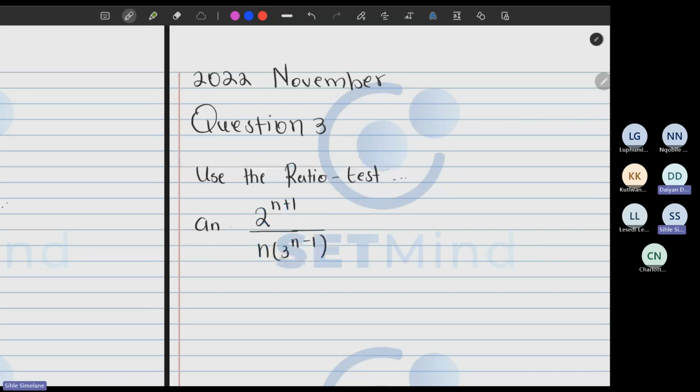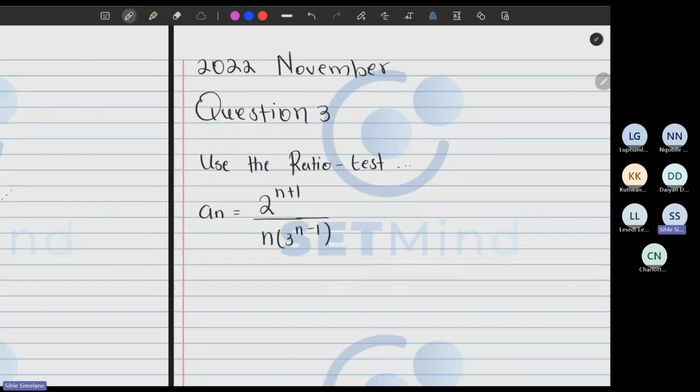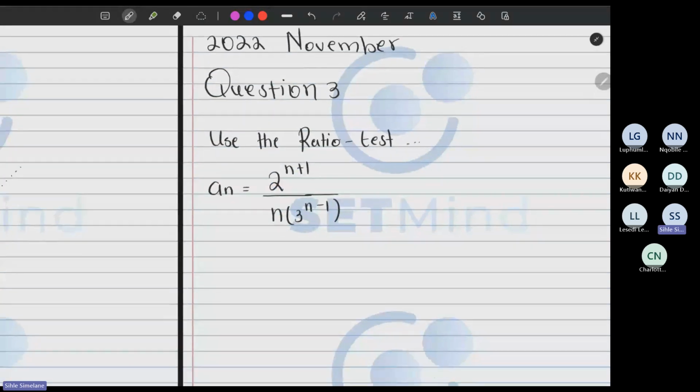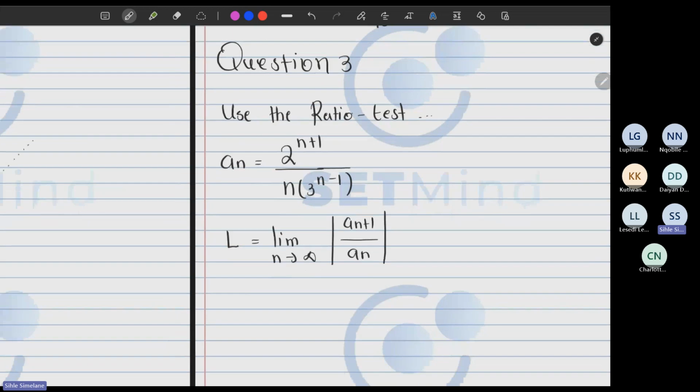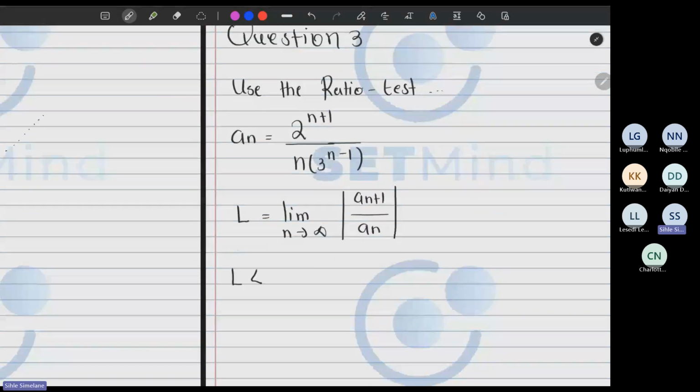Let's use a bracket. The ratio test says we are looking for L, which is the limit as n approaches infinity of a n plus 1 divided by a n. Please remind me, when L is less than 0, not less than 0, sorry, less than 1, is our series converging or diverging?